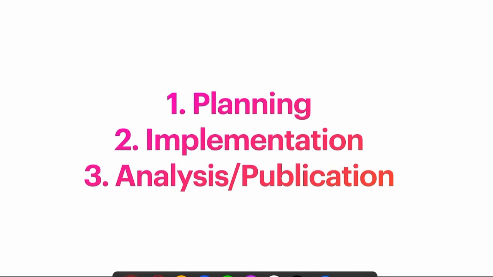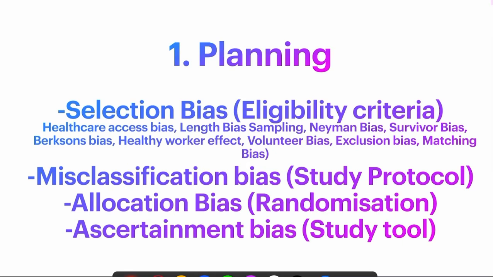Biases can occur at any stage of the research. During the first stage, planning, the most common type of bias is selection bias, which can be minimized by a good eligibility criteria, that is, a good inclusion and exclusion criteria. Biases such as healthcare bias, length bias sampling, Neyman bias, survivor bias, Berkson's bias, healthy worker effect, volunteer bias, exclusion bias, and matching bias are considered subsets of selection bias.